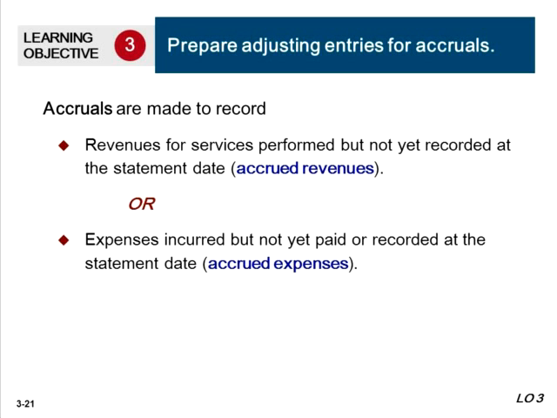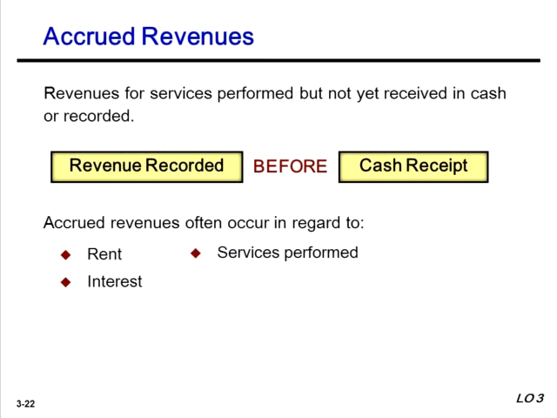Also, for these accrued revenues, the cash has not been received. Expenses that have been incurred haven't been paid or recorded. So of course, adjusting entries are required.